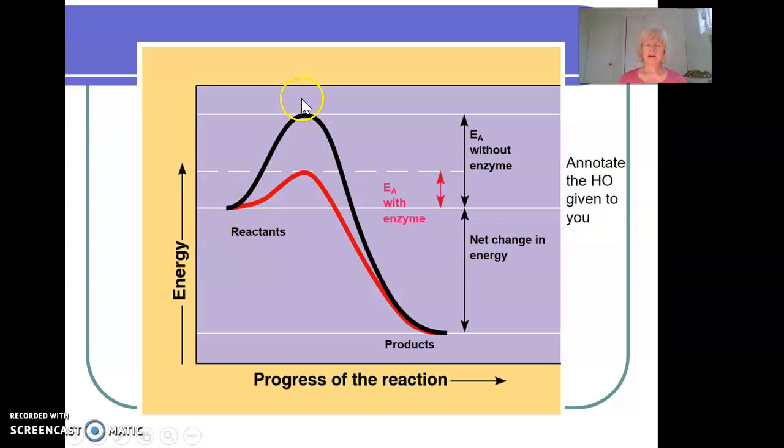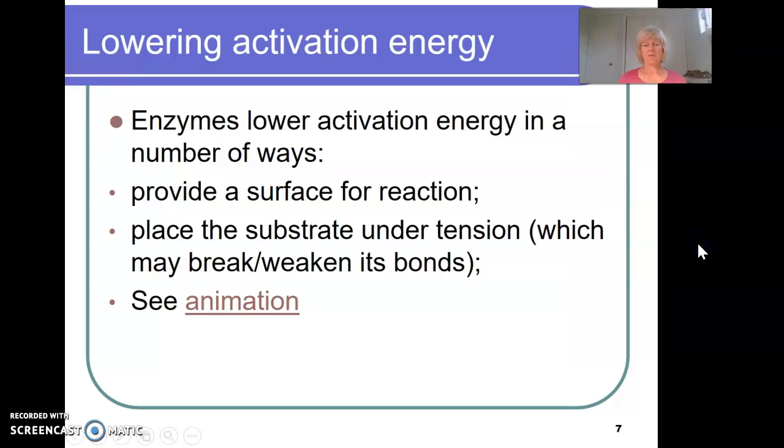With an enzyme, this energy barrier is lowered, and the reaction can happen a lot more easily or a lot faster. So that's what enzymes do in our body. They speed up the reaction by lowering the activation energy or lowering the energy barrier. So how do they do this? How do they lower the activation energy?